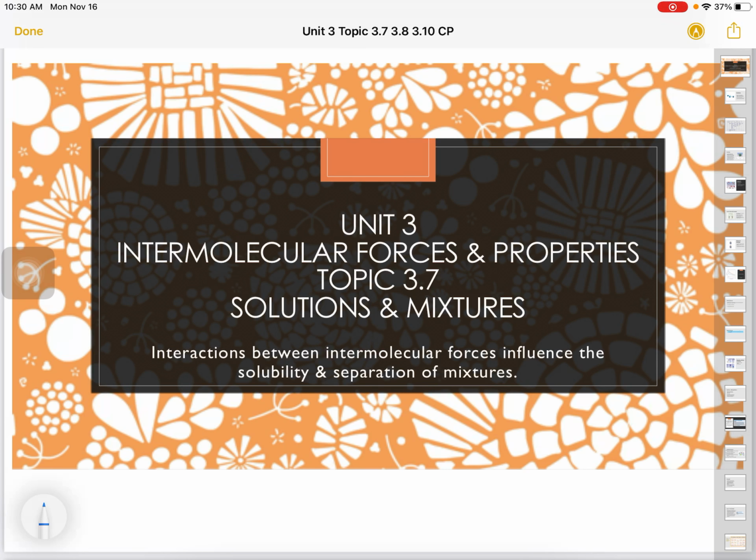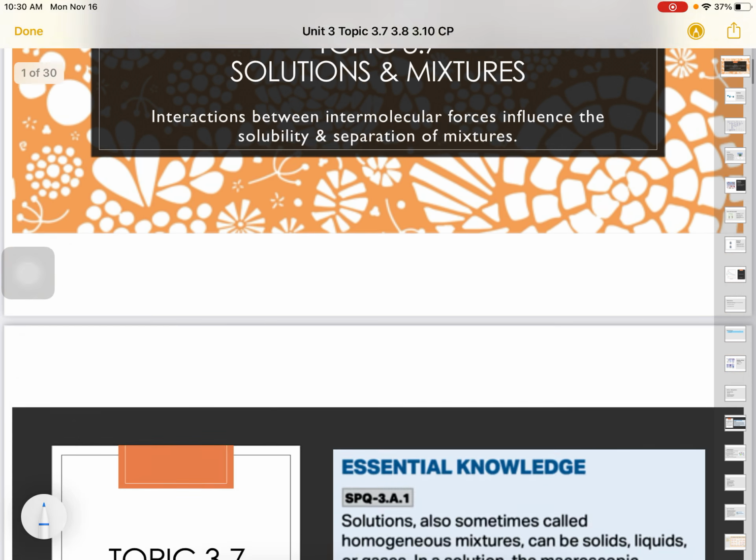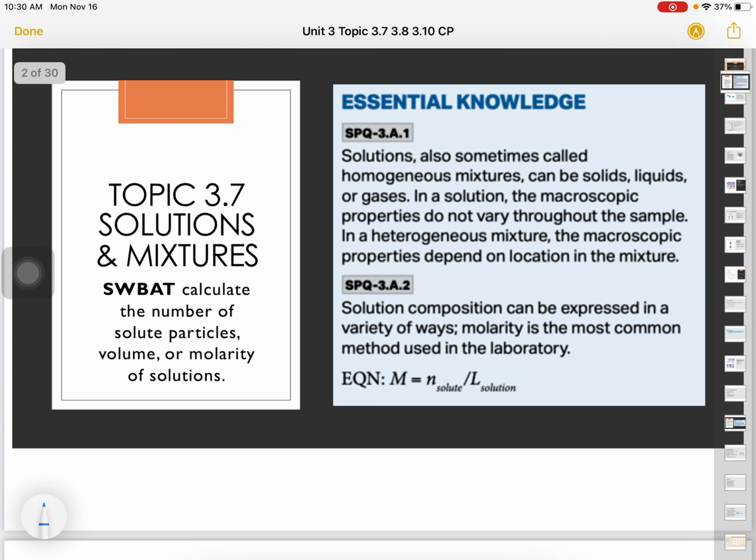Hey everybody, I'm going to cover topic 3.7 with you, which is about solutions and mixtures. A lot of the concepts in this section are a review from Regents Chemistry. We're going to talk about the components of solutions, how they're made, and how to perform molarity and dilution calculations. So for this, we're going to be able to calculate the number of solute particles, volume, or molarity. The molarity calculation is on your reference sheet.